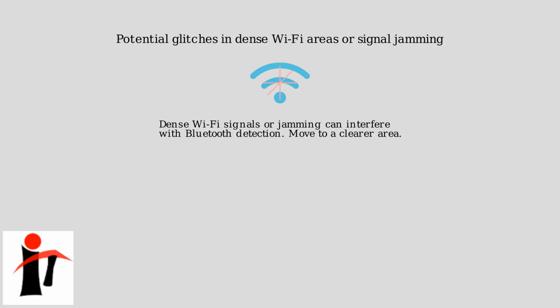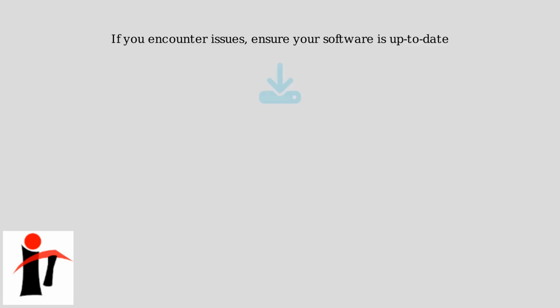The feature may experience glitches in areas with dense Wi-Fi signals or due to signal jamming. This can disrupt Bluetooth communication between your key and the vehicle. If this happens, try moving to a clearer area or restarting the connection. If you encounter any of these issues, the first step is to ensure your Tesla software is up to date. Tesla regularly releases patches via over-the-air updates to fix bugs and improve reliability.